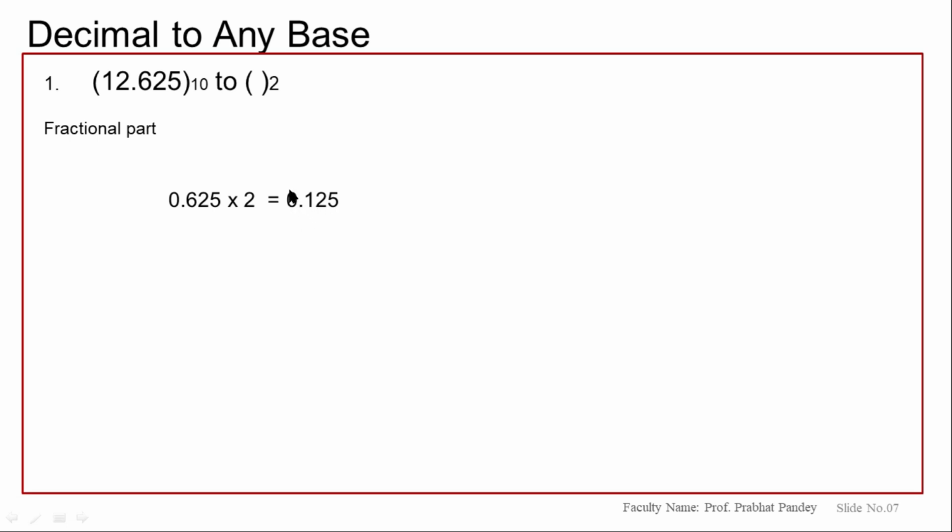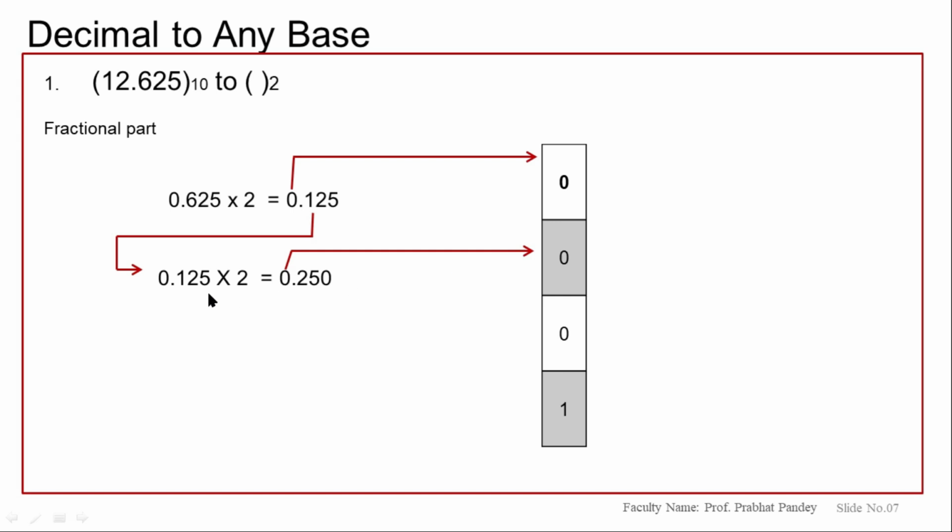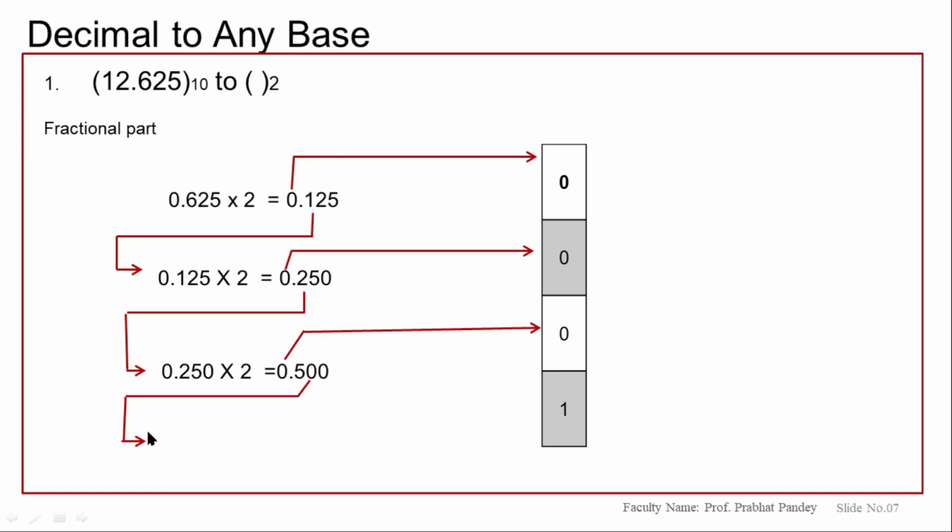We need to store that integer part separately. Now the new fractional part is 0.25. So we need to multiply 0.25 by 2 again. The integer part becomes 0 and the fractional part is 0.50. So we need to store this 0 here, and again we need to multiply 0.50 by 2, and the integer part is 1. We need to store that integer part. Unless and until we get a zero fractional part or a sufficient number of digits, we need to continue this multiplication.